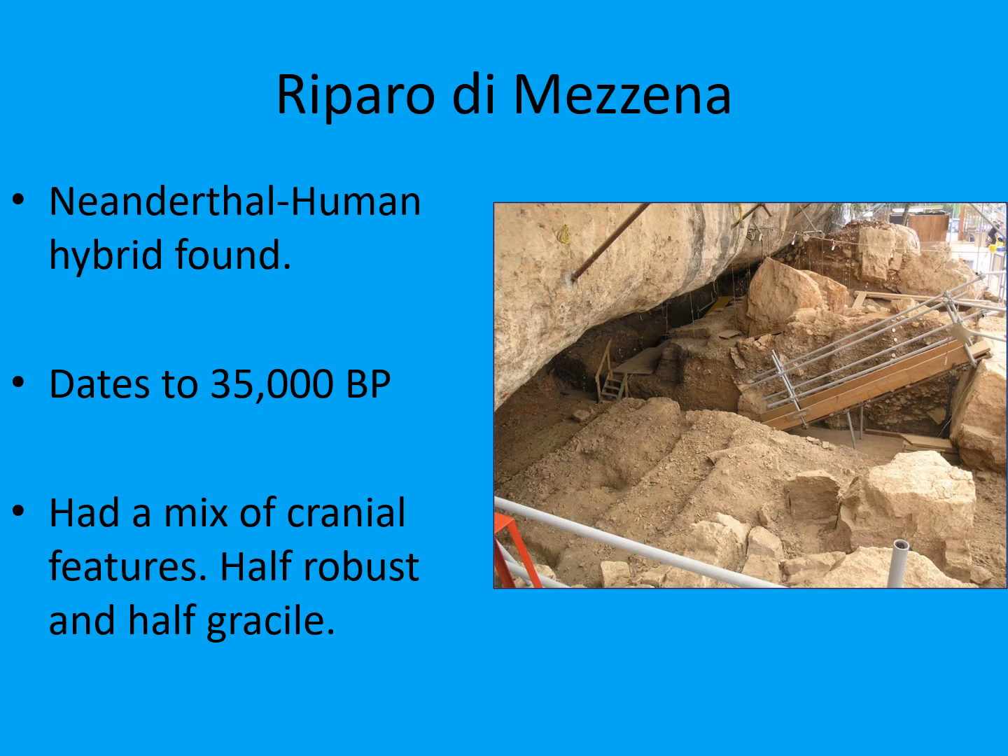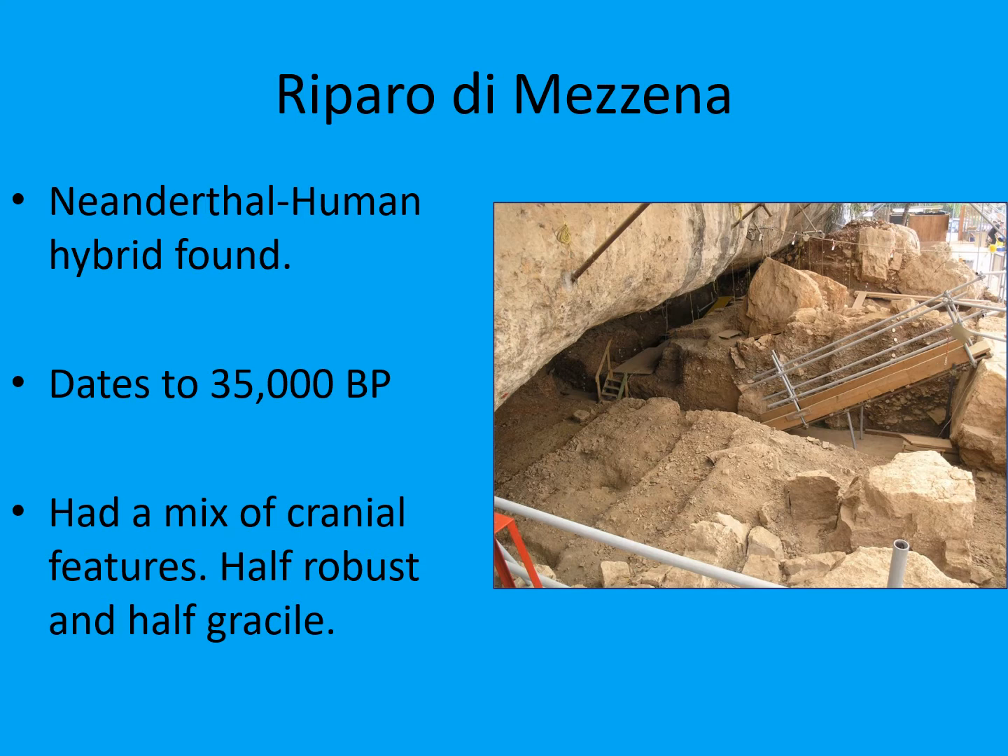If we look at another hybridization site, we have Riparo di Mezzena, which comes from Italy. It's a Neanderthal human hybrid that's been found, and it dates to around 35,000 BP, and it has a mix of cranial features, right, half robust and half gracile. So that's essentially what we see when we see these hybridization events between Homo sapiens and Neanderthals.